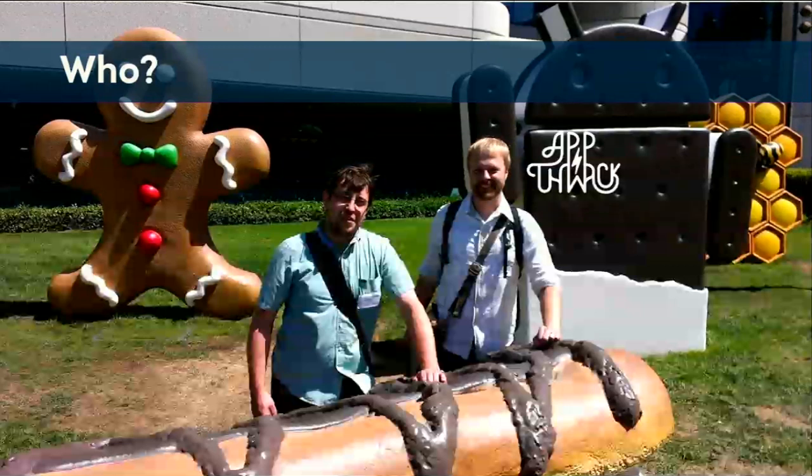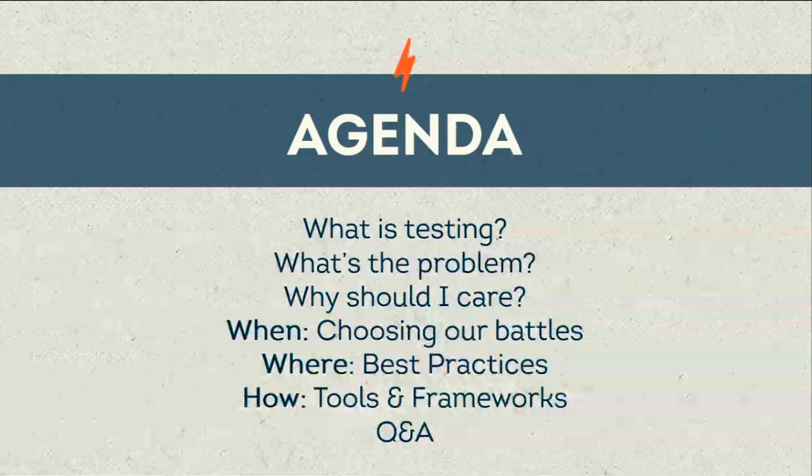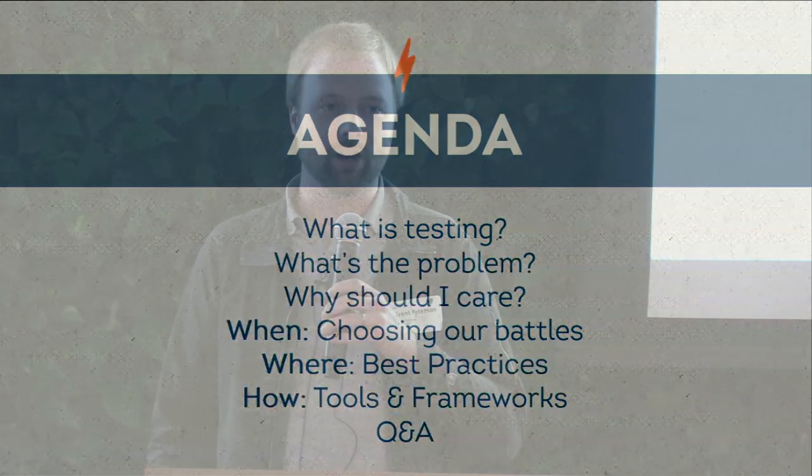So first we're going to set the ground rules. What is automation? What are we talking about? What is testing specifically? Also, what is the problem? Why are we even talking about automation and testing? Why should you care? I think since everybody's here in this room, we're all going to agree on that one pretty quickly. And then the when, where, and how that we're talking about. So choosing our battles, what are we going to automate? Where, so what kind of best practices can we apply? The how, the tools and the frameworks, and then we'll finish up with some Q&A.